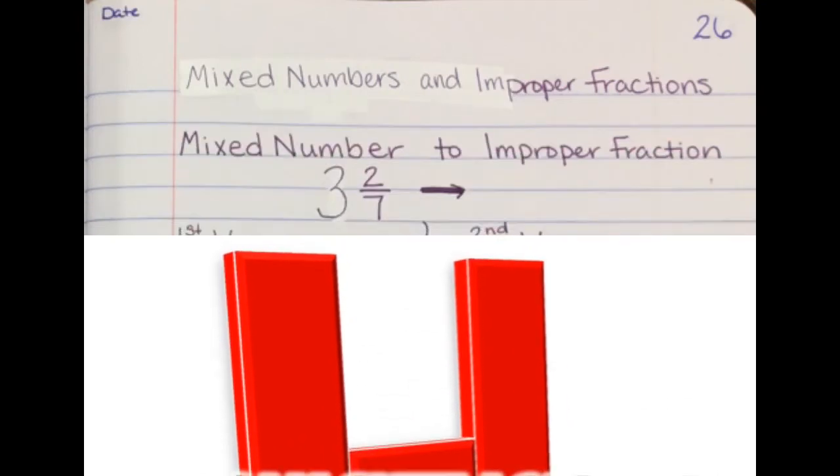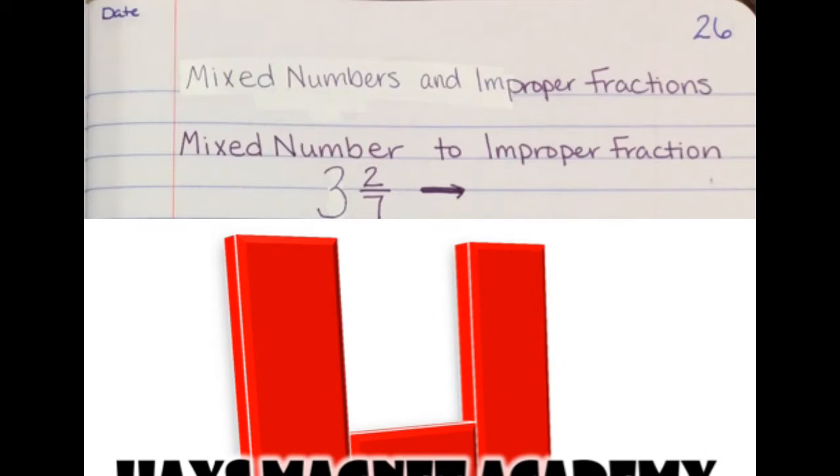Okay, we're going to go through how to change a mixed number into an improper fraction. And remember, an improper fraction is a fraction whose numerator is greater than or equal to the denominator. So we're going to change this mixed number. It's got a whole number and a fraction. We're going to change this to an improper fraction. Okay, and there are two ways to do it.